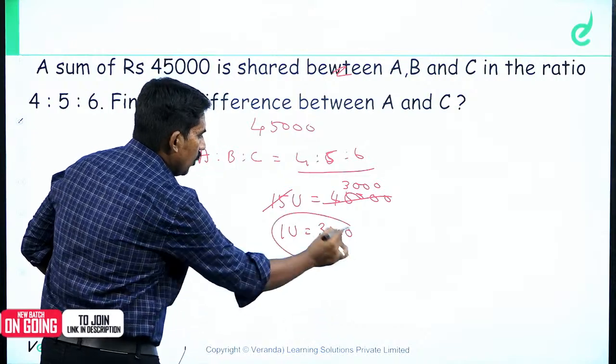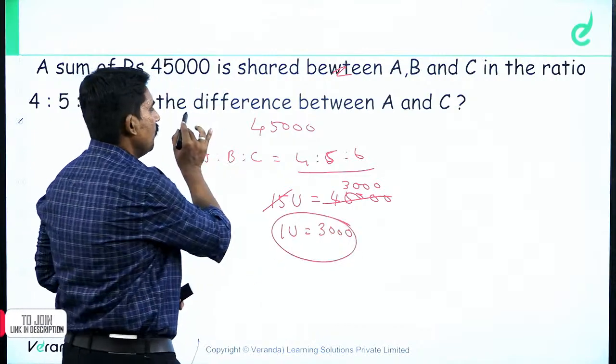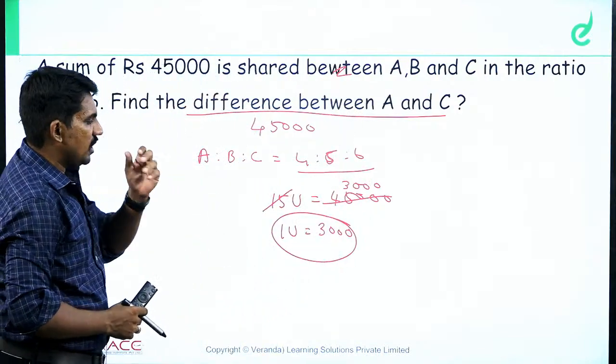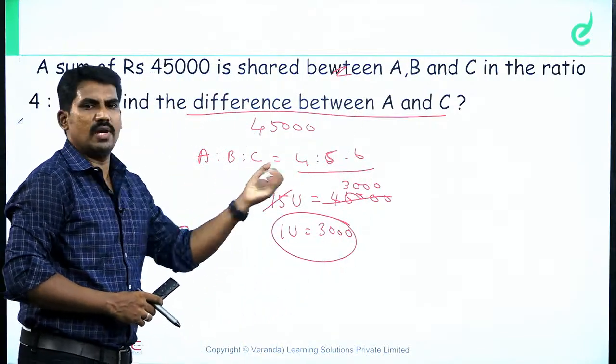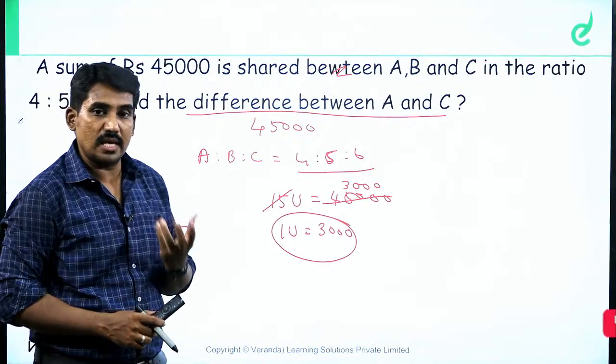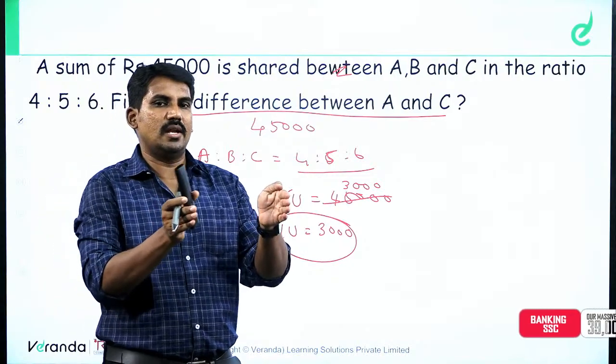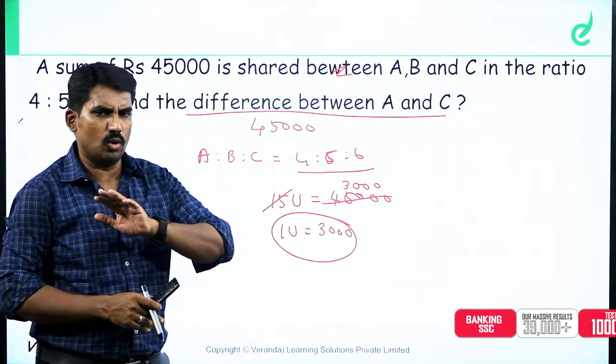Now, understand the question. Find the difference between A and C. So, difference between A and C means A value separately we have to find out, C value separately we have to find out, then subtract the values, then we will get the difference. Like that, no need to do.